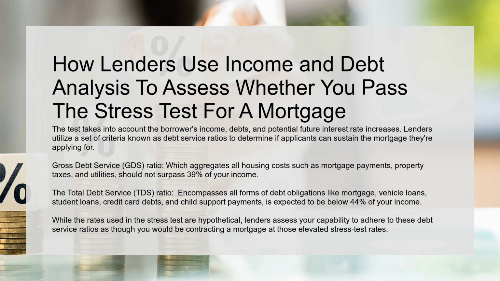The total debt service, TDS, ratio, which encompasses all forms of debt obligations like mortgage, vehicle loans, student loans, credit card debts, and child support payments, is expected to be below 44% of your income. While the rates used in the stress test are hypothetical, lenders assess your capability to adhere to these debt service ratios as though you would be contracting a mortgage at those elevated stress test rates.